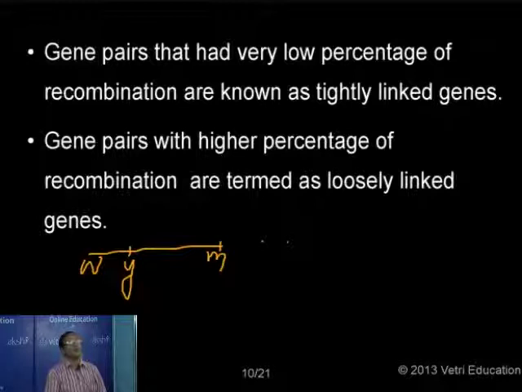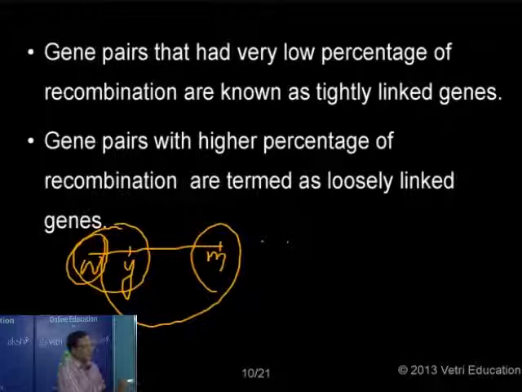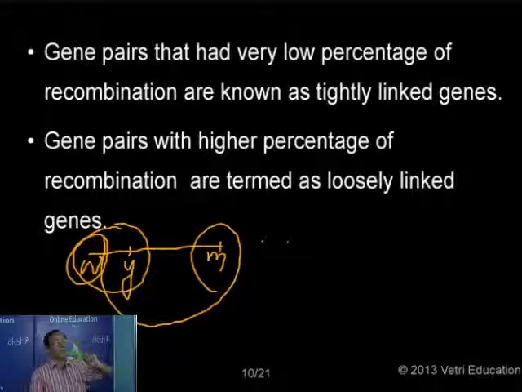But between the white and lineage body, we receive a recombination frequency of 37.2. And this is the arrangement that we have. So, those genes which have very low percentage of recombination are called tightly linked genes, these two. And those genes which have higher percentage of recombination, that is W and then this M, you see the distance, are called loosely linked genes. So, between W and Y, the strength of linkage is higher. And between W and M, the strength of linkage is less. So, higher the recombination frequency, less is the strength of linkage, and lower the recombination frequency, higher will be the strength of linkage.